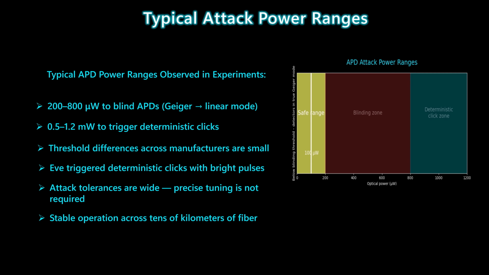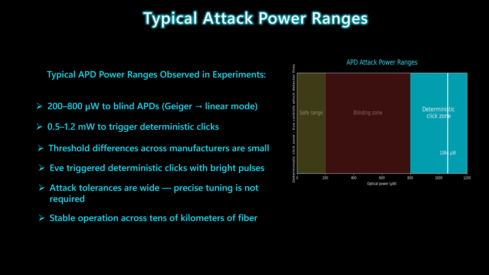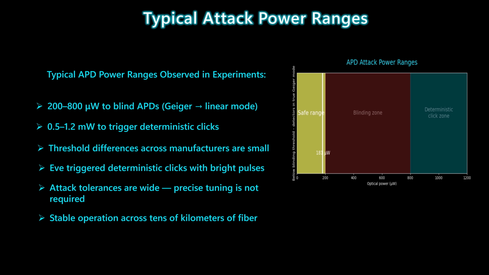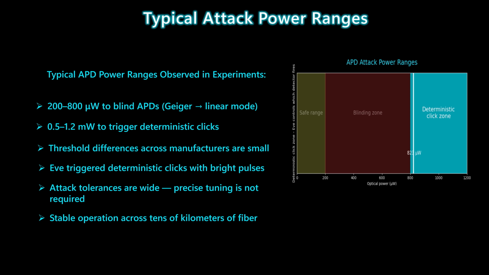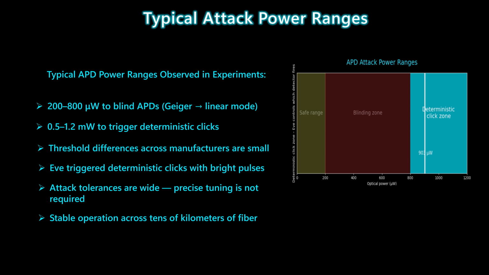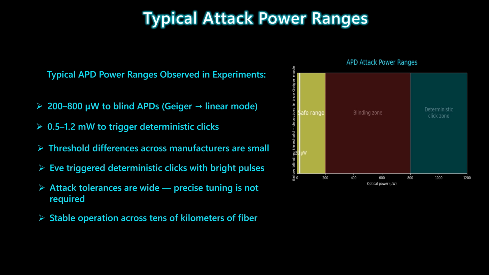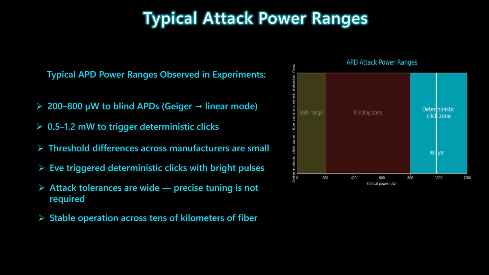Detector blinding attacks don't require large amounts of power. Experiments consistently show that only a few hundred microwatts of continuous wave illumination are enough to force avalanche photodiodes out of Geiger mode and into classical linear mode. Once the detectors are blinded, Eve only needs to increase the optical power slightly, usually between half a milliwatt and about 1.2 milliwatts, to trigger fully deterministic clicks. Different detector modules shift these thresholds a little, but the variations are small. The attack works reliably across manufacturers, and it doesn't require fine-tuning.